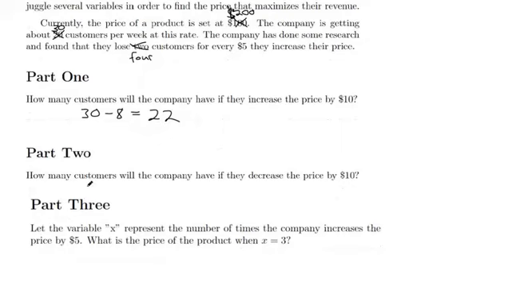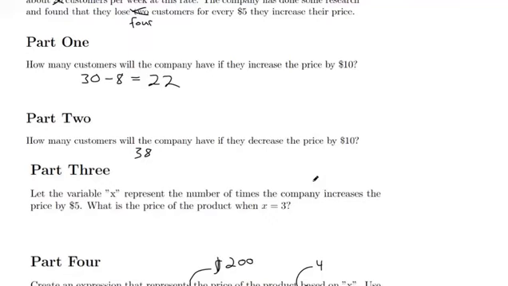Because the second one says how many customers will the company have? They decrease the price by $10. So going in reverse. Okay, and it's not explicitly said, but let's assume that we're going to be increasing customers if we decrease the price, because if it's cheaper, more people are going to be willing to buy it. So if you decrease it by $5, you get another 4 customers. So that puts us at 34. If we decrease it by $5 again, that puts us at 38. It'll be 38 customers if we decrease the price by $10.